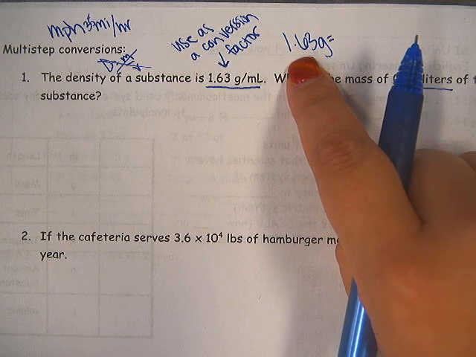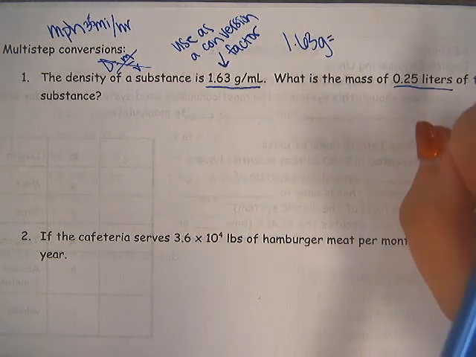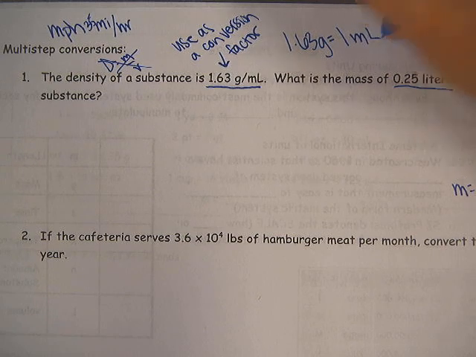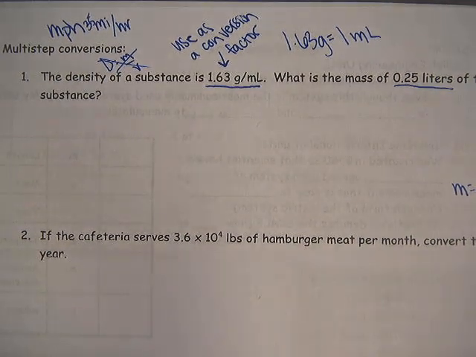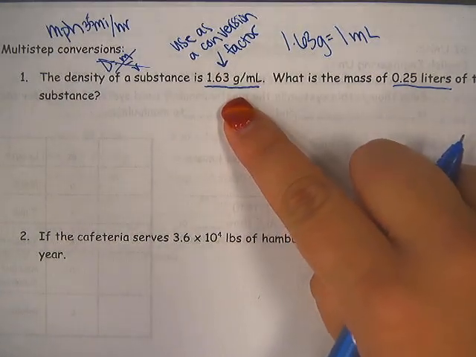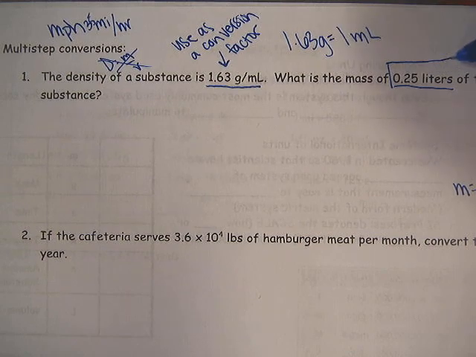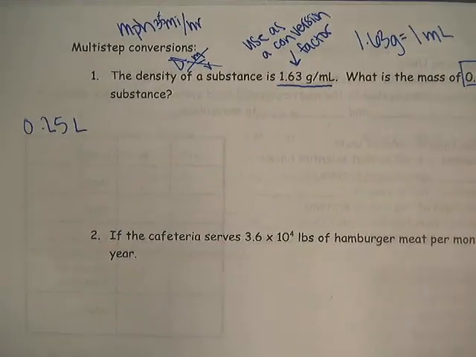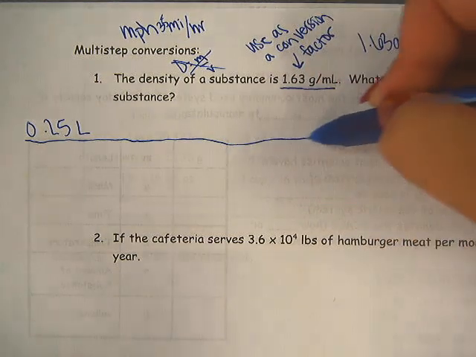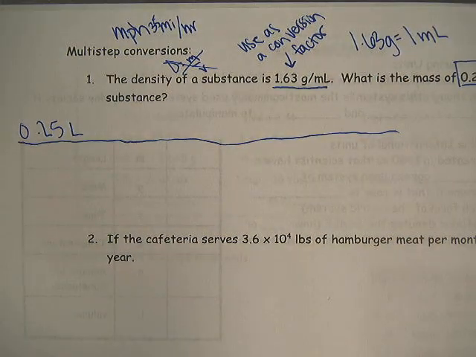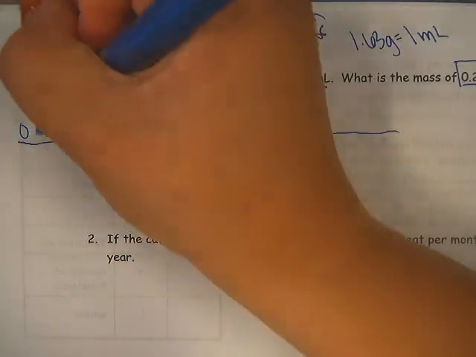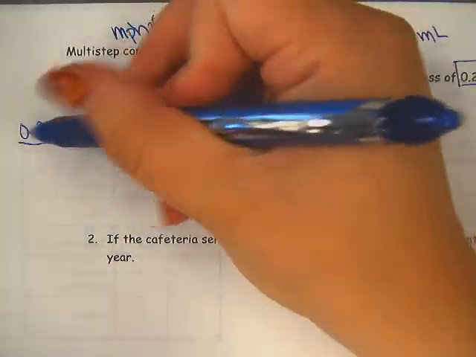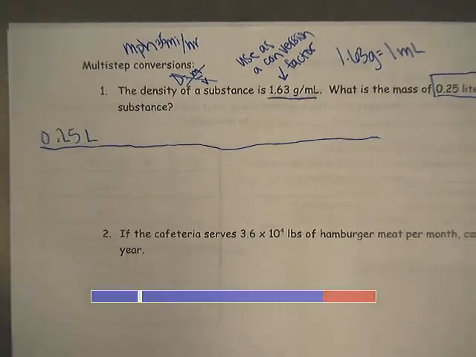So if I have 1.63 grams, how many milliliters is that equivalent to? 1. So in this case, if we're using that as a conversion factor, the thing that I'm trying to actually convert is this many liters. So I'm going to start with my 0.25 liters, and then draw your line. Instead of using our density equation, we're going to do this as a long conversion. I have liters up here. I'm trying to convert it to grams. I'll scoot back out so we can keep seeing the whole thing.